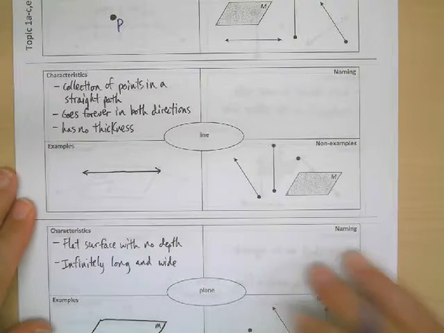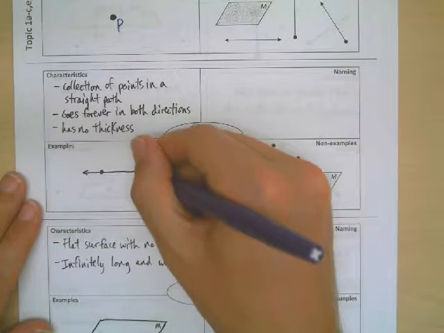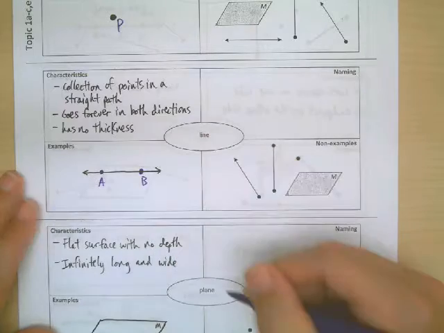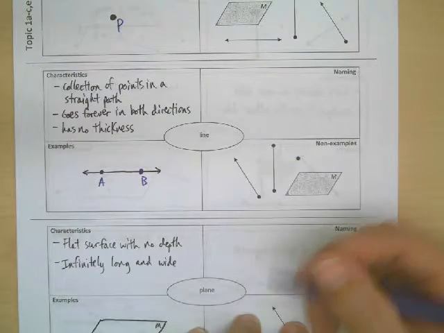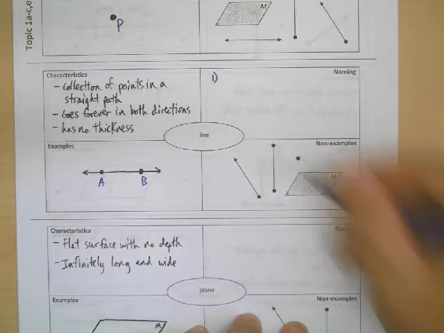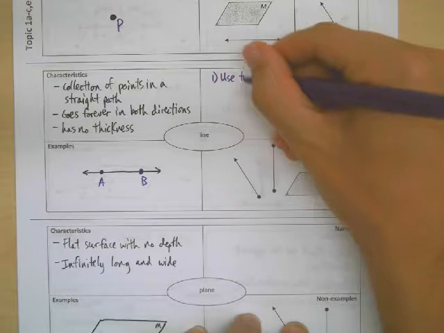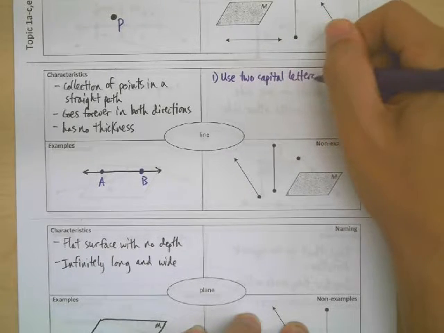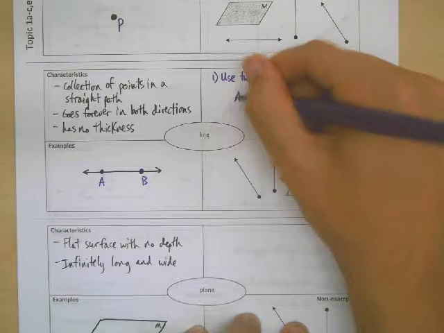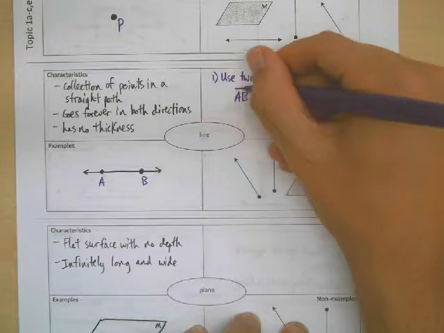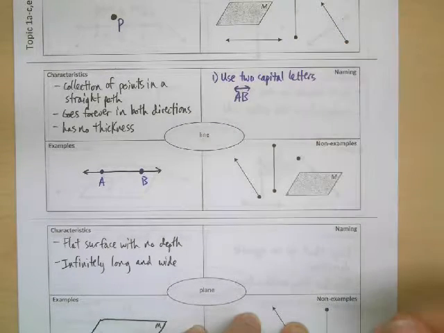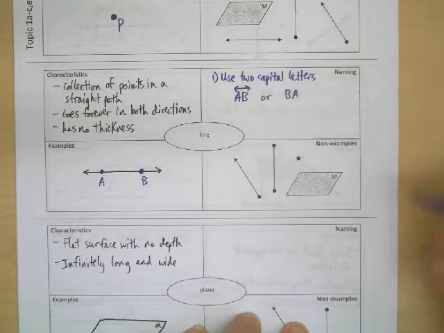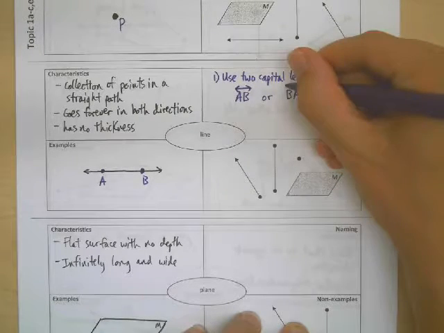Next up is a line. I'm going to put two capital letters on the example of a line, capital A and capital B. There are two ways that we can name a line. The first is using two capital letters. So we could say capital A, capital B. I'm going to draw a line on top of those capital letters. But we could also reverse the order of the capital letters and say capital B, capital A. Remember to draw the line on top.